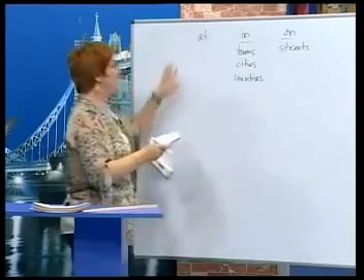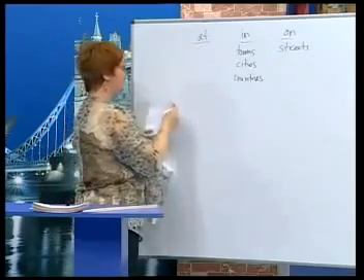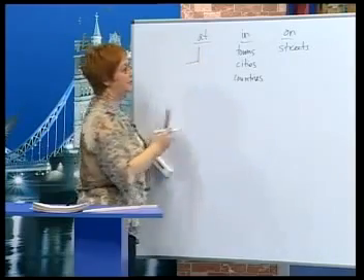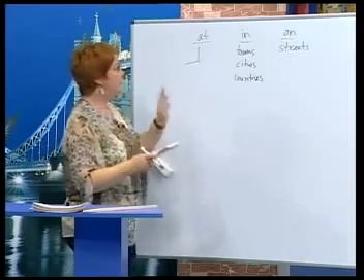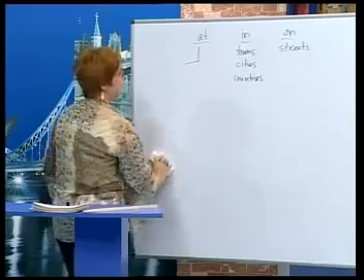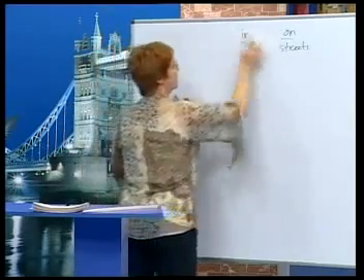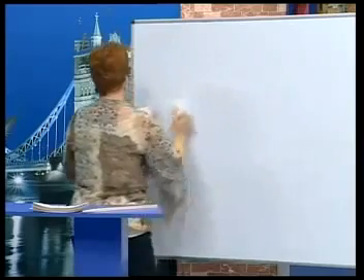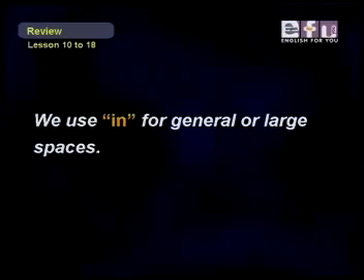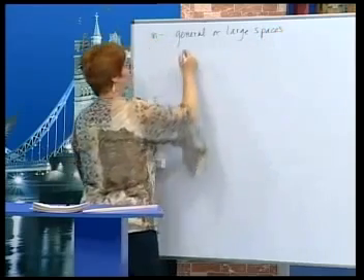Towns, cities, and countries. We use on for streets. Okay? And we use at for a special place where maybe two streets meet. Okay, like a corner. So, in, on, and at. Now, let's look at some examples of sentences with these prepositions. Now, we're going to do in. Remember, in is for general or large spaces. And here are some examples.